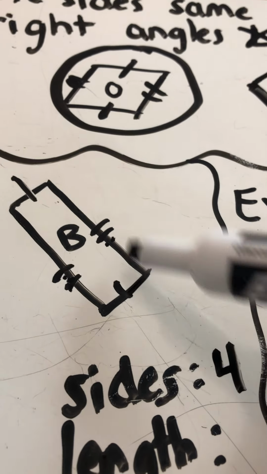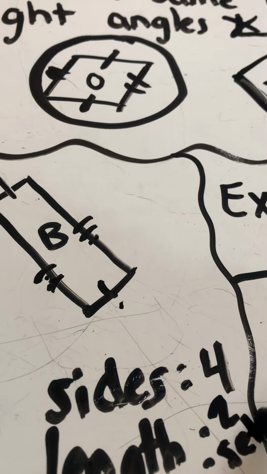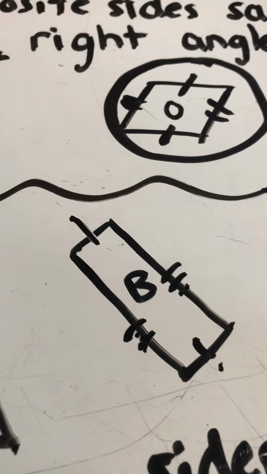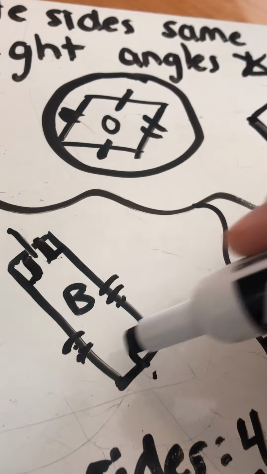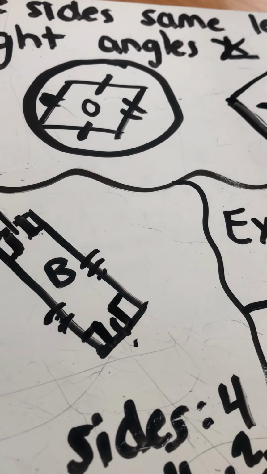These are the same length, and these are the same length. So we have 2 sets of equal sides. How many right angles? Ooh, I see. 1, 2, 3, 4. 4 right angles.